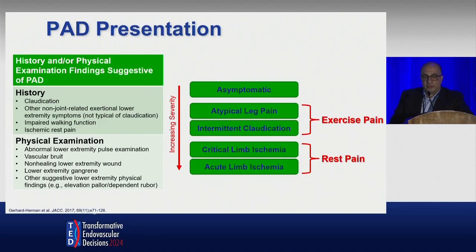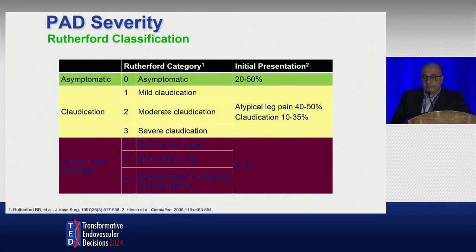PAD presentation, as you all know, can be present in different ways: asymptomatic, atypical leg pain, intermittent claudication, critical limb ischemia, and acute limb ischemia. The Rutherford classification goes from 0 to 6, 0 being asymptomatic, 1 to 3 mild, moderate, and severe claudication, and critical limb ischemia, classes 4, 5, and 6. 20 to 50% of patients are asymptomatic, 40 to 50% present with atypical leg pain, and 1 to 2% have critical limb ischemia.